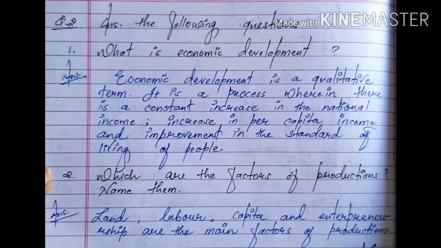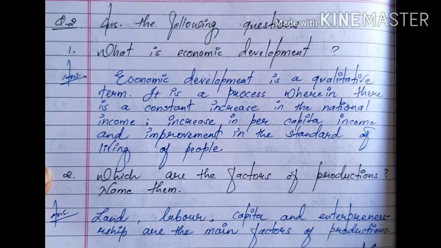Now first chapter number 15, question number 2. Answer the following questions, and the first one is, what is economic development? And the answer is, economic development is a quantitative term. It is a process where there is a constant increase in the national income, increase in per capita income and improvement in the standard of living of people.